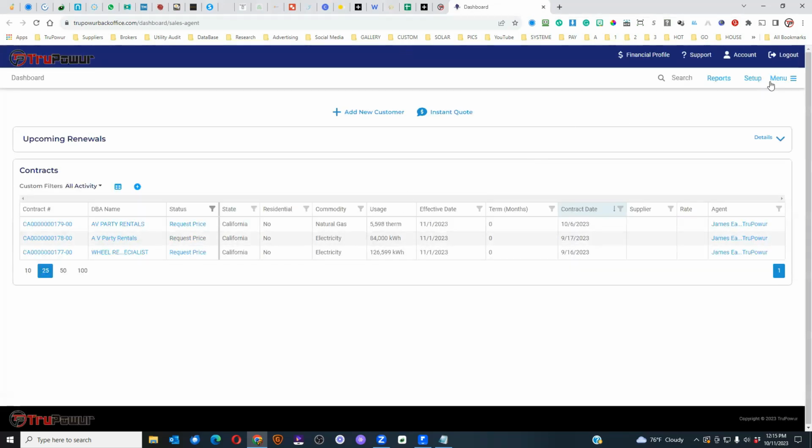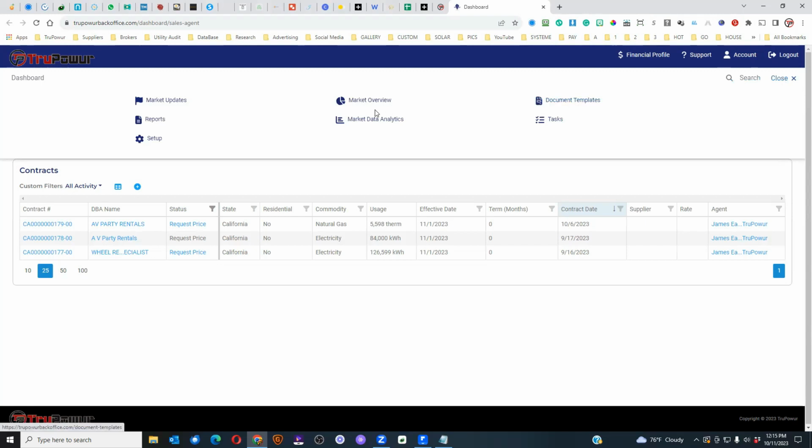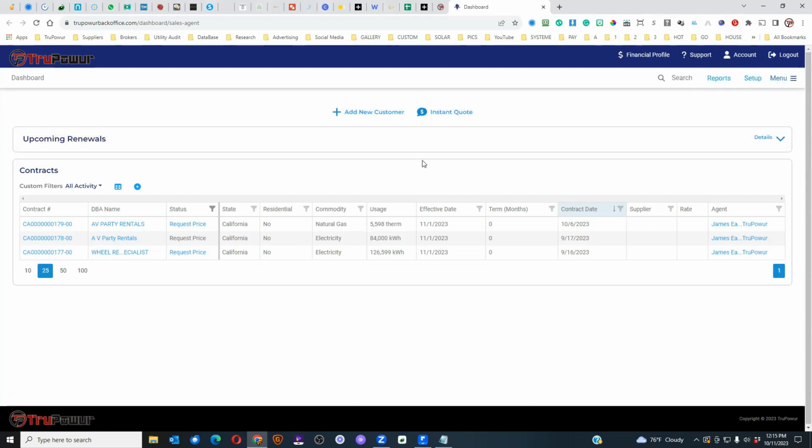And again, if you're looking for that map, go right up here to the top right-hand corner where you see menu, and you can click on Market Overview, and that will bring up that map of the different territories and what is available in each one of those.